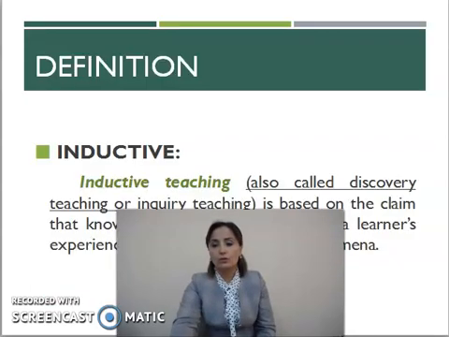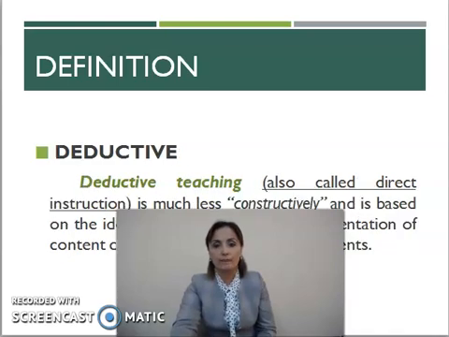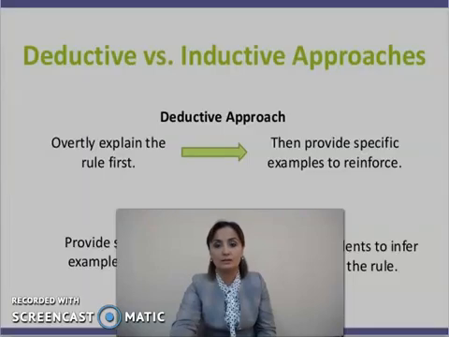Inductive teaching, also called discovery teaching or inquiry teaching, is based on the claim that knowledge is built primarily from a learner's experiences and interactions with phenomena. As for the definition of the word deductive, deductive teaching, also called direct instruction, is much less constructive and is based on the idea that a highly structured presentation of content creates optimal learning for students.